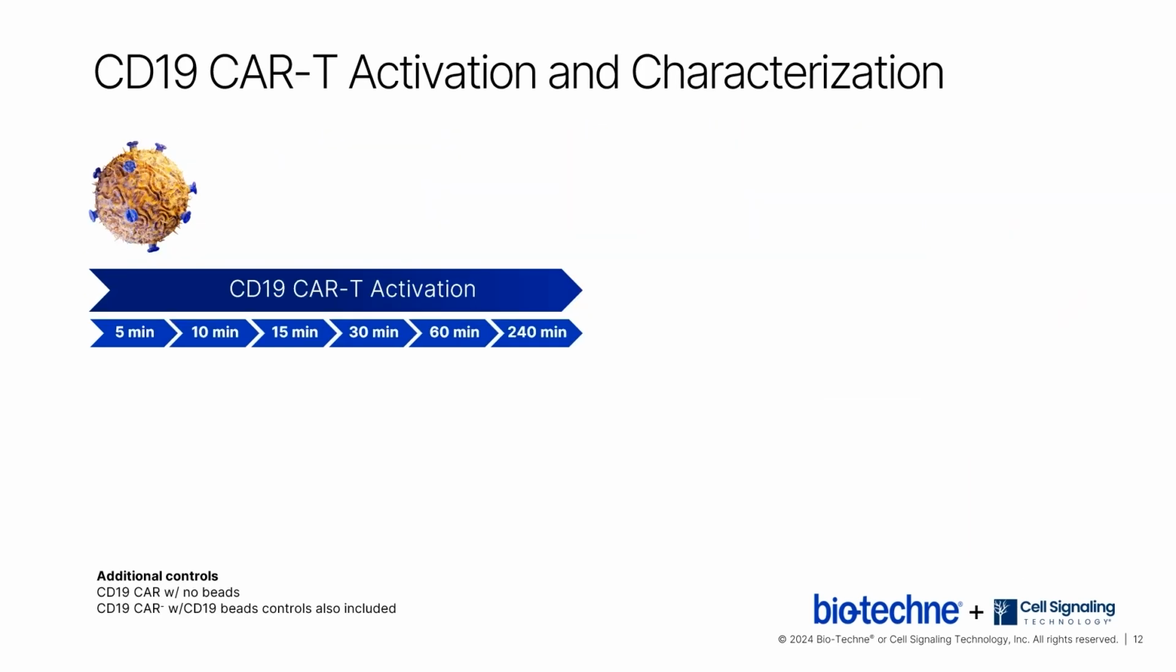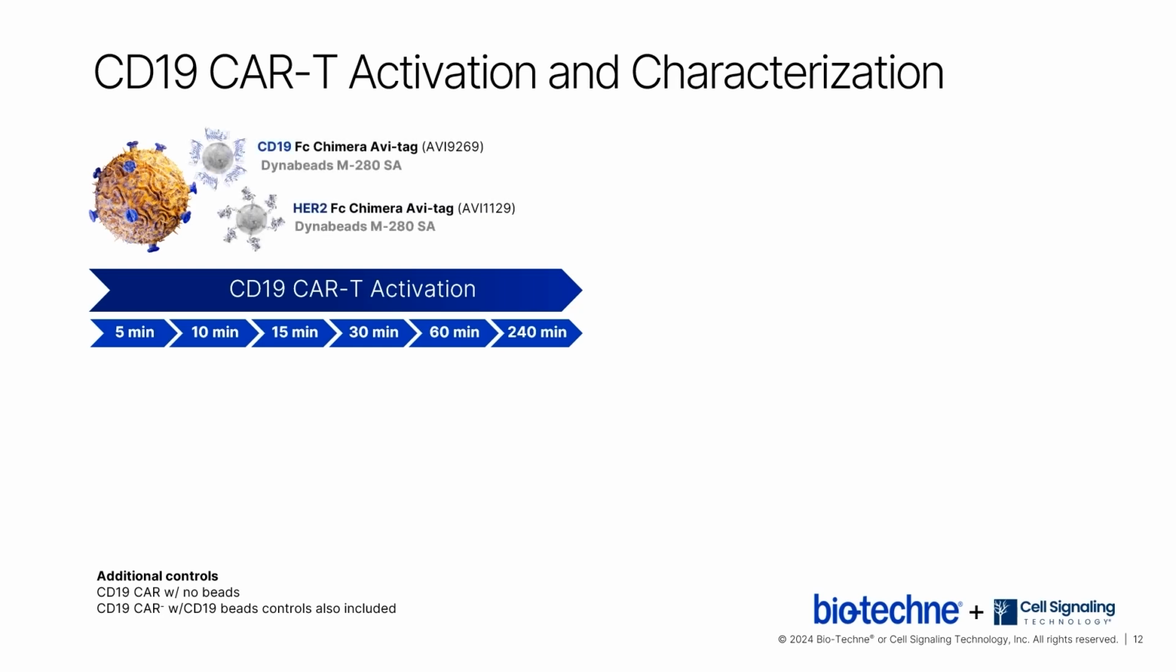The CD19 CAR T cells were stimulated by treatment with biotinylated recombinant human CD19 antigen from Bio-Techne conjugated to streptavidin dynabeads. As a negative control, we performed an identical treatment but replaced the antigen with recombinant HER2, which is not expected to stimulate signaling pathways downstream of the CD19 CAR. Cells were stimulated with either the bead conjugates for 5 to 240 minutes and collected for analysis.